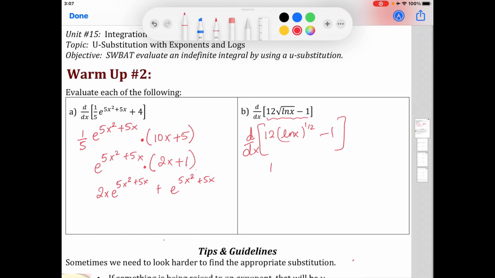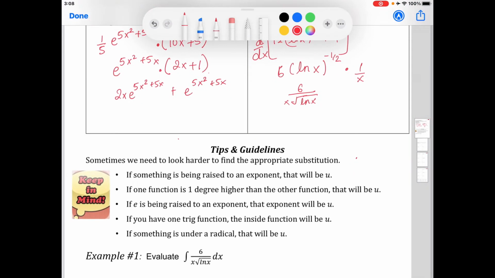So 12 times 1/2 is 6, ln of x to the half minus 1 is negative half, times the derivative of the inside, which is 1 over x, and the derivative of a constant is 0. So if I was to clean this up, it'll be 6 over square root of ln of x. So again, I'm going to give you that, and then we are going to work backwards to find the answer.